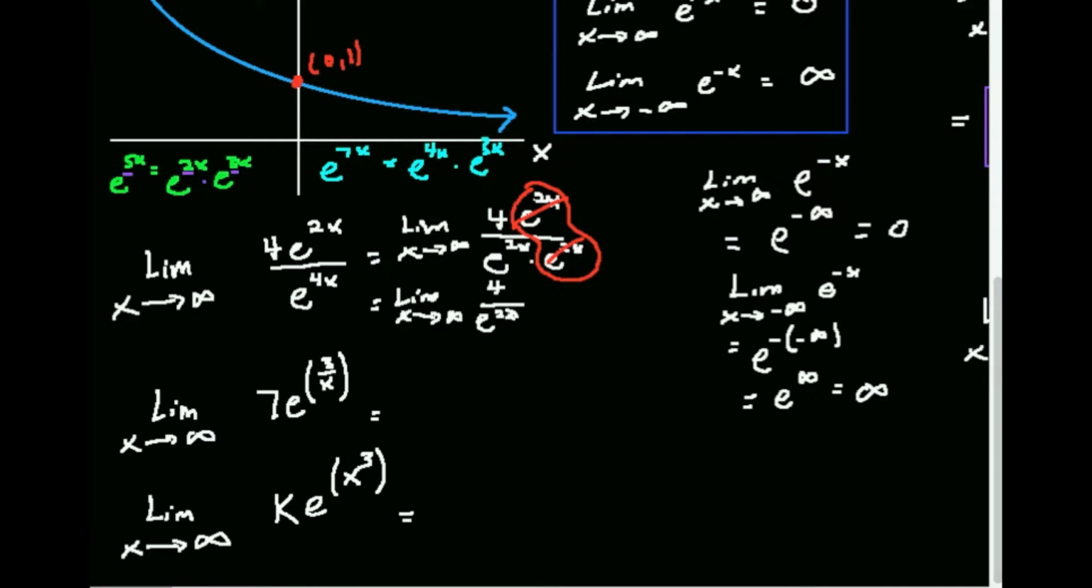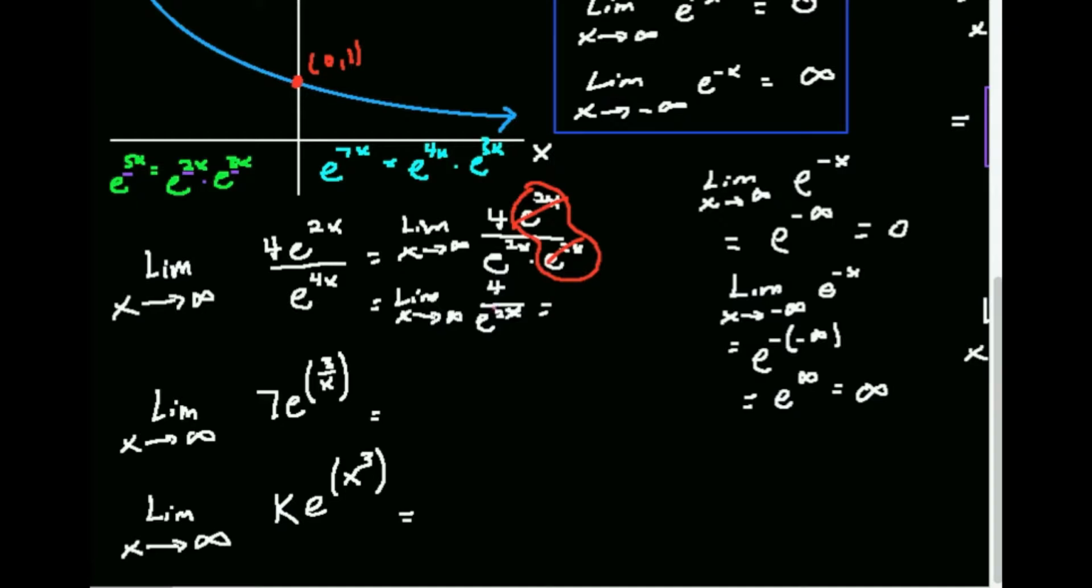All right? Now, the way to think about this is to treat the e to the x's by themselves. Imagine it's not in the denominator. Imagine you're just evaluating, as x goes to infinity, e to the 2x.